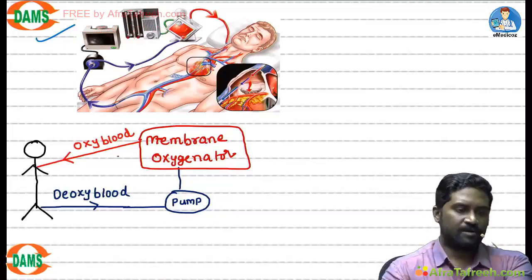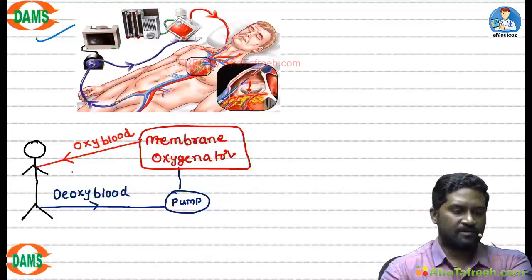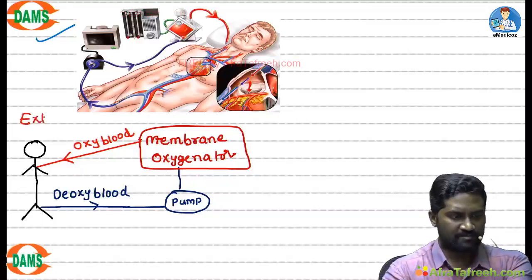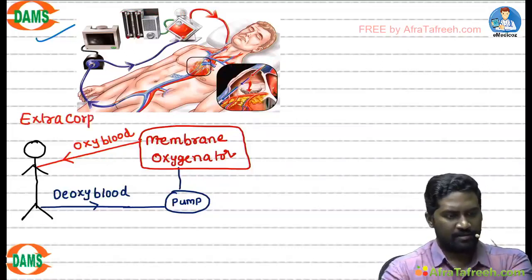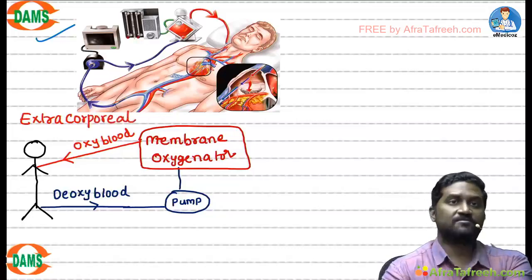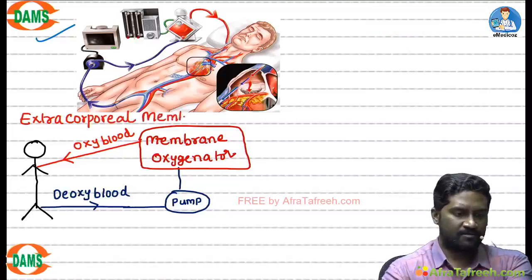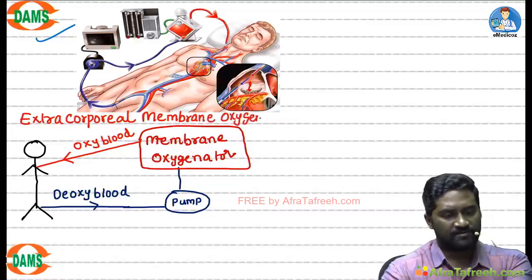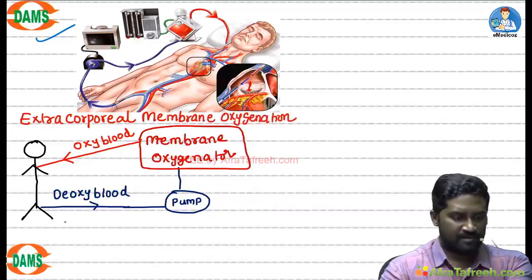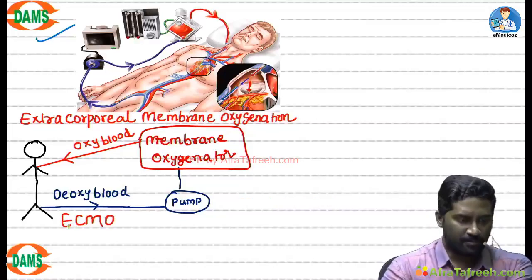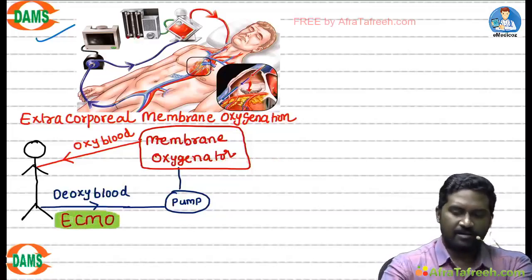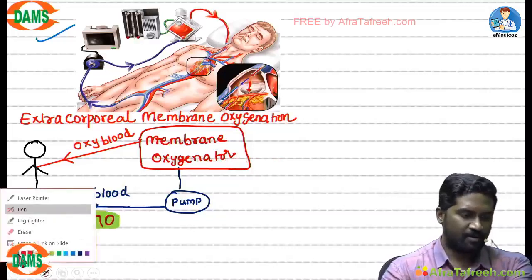What is this phenomenon called? Because it is happening outside the body, it is called extracorporeal, and there is a membrane oxygenator involved. So the method is called membrane oxygenation. In simple words, it is written as ECMO, extracorporeal membrane oxygenation. Let us see what is the principle of ECMO.